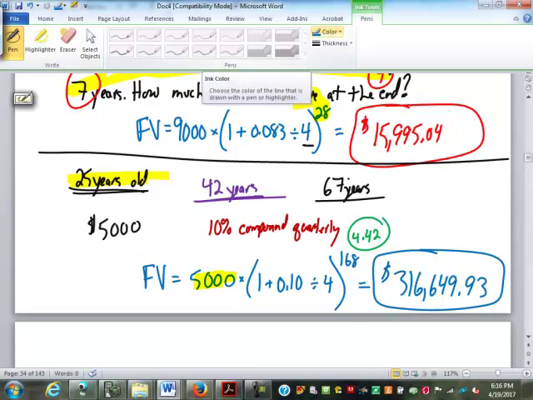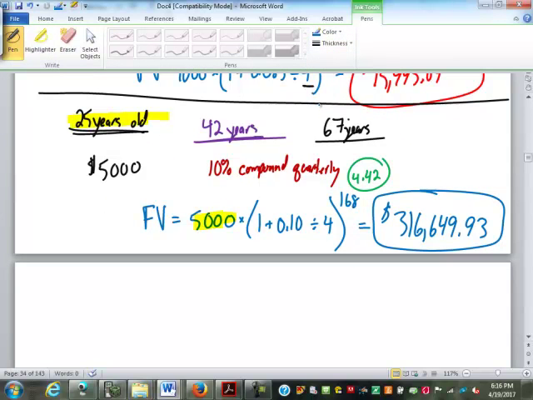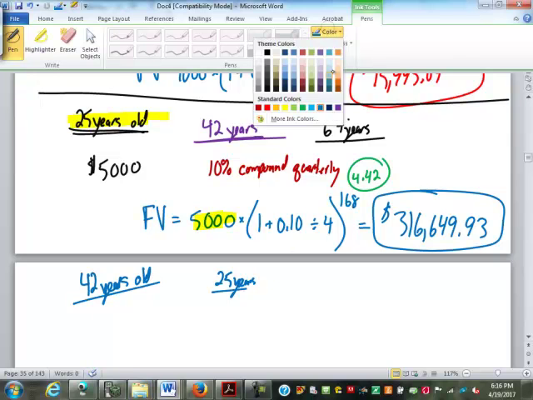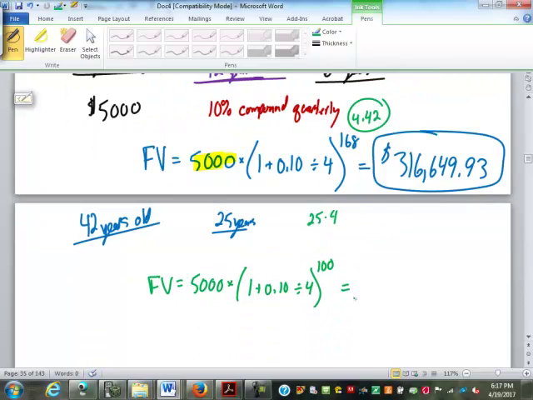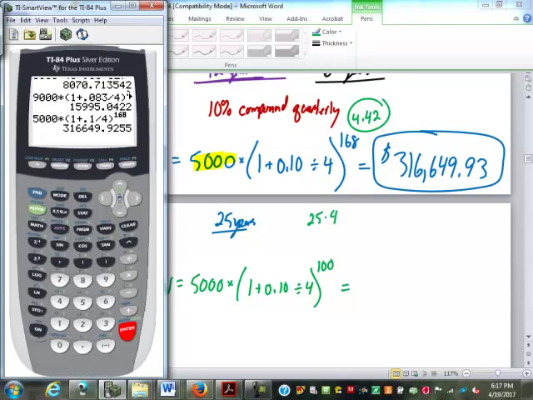Now, just to be fair, let's say you wait till you're a little older. Let's say you're 42 years old, which means you only have 25 years to go. So this now is your future value. We're going to assume you can still average that 10%. But it's now 25 times 4, which is 100 periods. Again, before anybody punches this in, anybody want to guess?